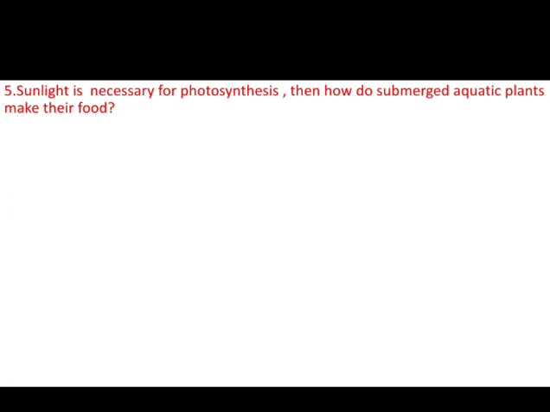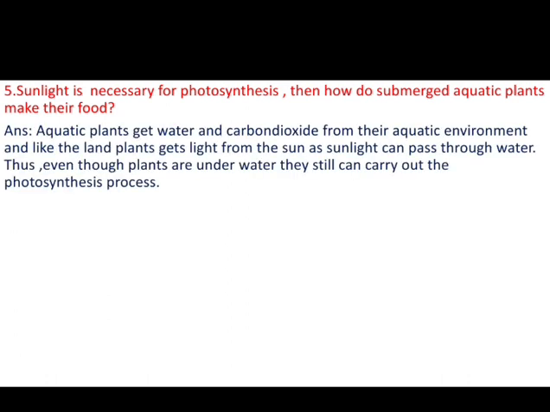Sunlight is necessary for photosynthesis. Then how do submerged aquatic plants make their food? Answer. Aquatic plants get water and carbon dioxide from their aquatic environment, and like the land plants get light from the sun, as sunlight can pass through water. Thus, even though plants are underwater, they still can carry out the photosynthesis process.